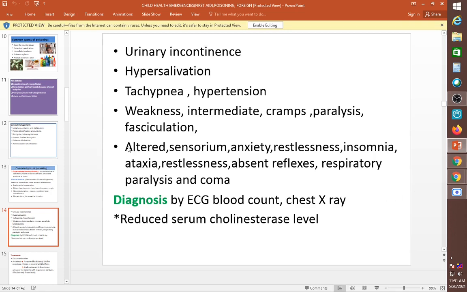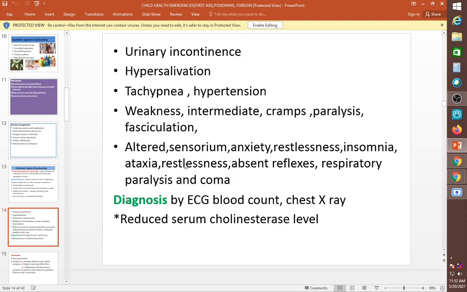Next is altered sensorium. There should not be a comma here, by mistake it is there. Altered sensorium means the child cannot respond to time, place and person. There will be a problem in consciousness. Then anxiety, restlessness, insomnia, ataxia. Do you know what is ataxia? Ma'am, it's inability to maintain a posture. Yeah, and inability to walk in a straight line. Cannot maintain posture, cannot walk properly.